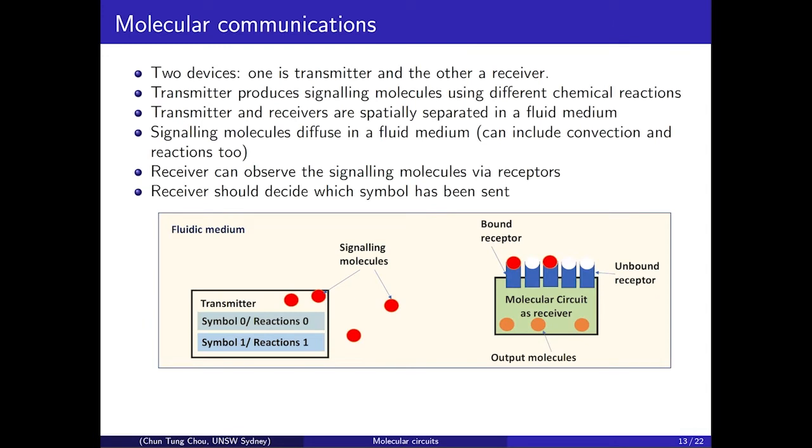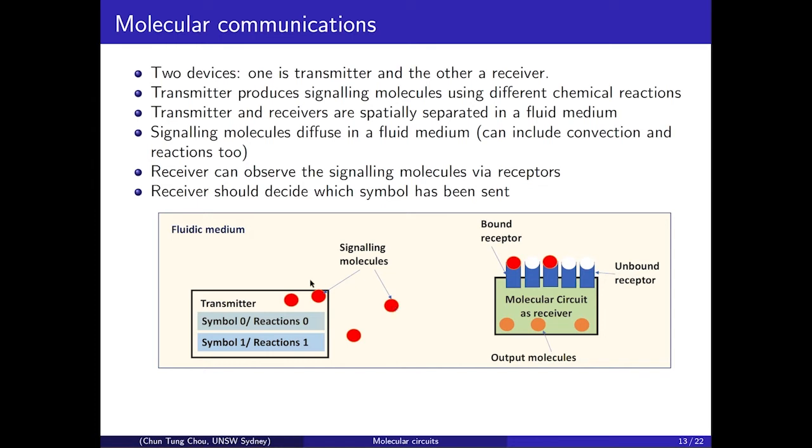Now, we can extend that to the case of molecular communications. In this case, we are going to have two devices. One of them we call the transmitter, and the other one we will call the receiver. The transmitter will have reactions that produce signaling molecules. We can think about these reactions as those that will produce the time profiles for us.